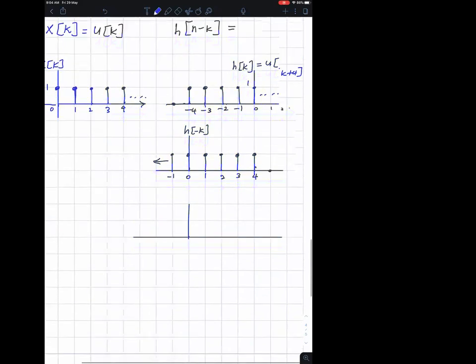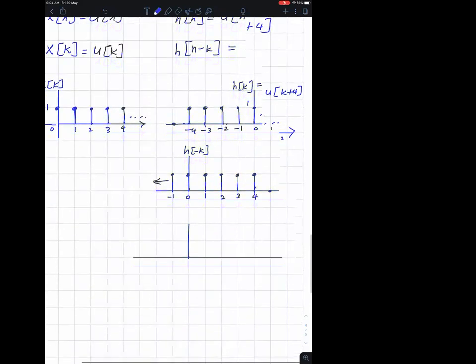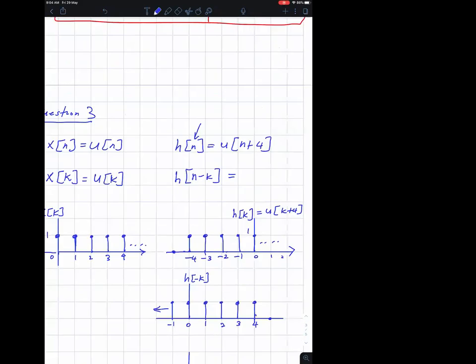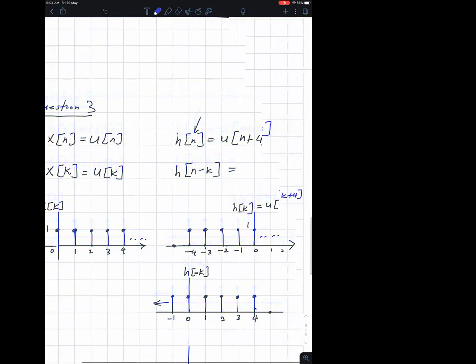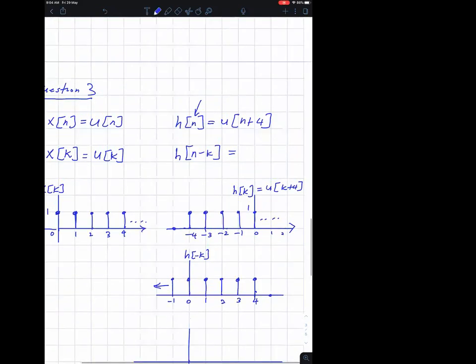Now you're looking for n minus k. You already have minus k plotted there. Now you're adding n to that. Earlier you had minus k plotted, and now you're going to just add n.